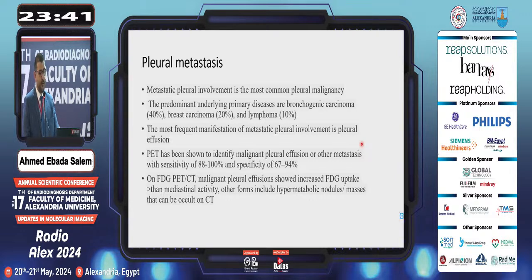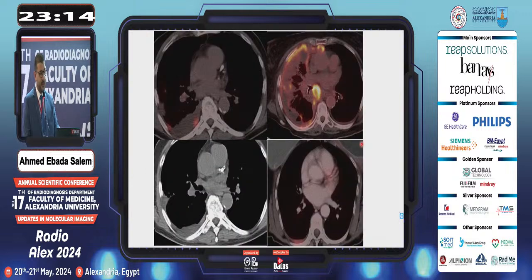The predominant underlying primary diseases are bronchogenic carcinomas, breast carcinomas, and lymphoma. The most frequent manifestation of metastatic pleural involvement is pleural effusion. PET-CT has been shown to identify malignant pleural effusion in 88 to 100% of the patients. On PET-CT, malignant pleural effusions are often hypermetabolic. They can be associated with hypermetabolic pleural nodules or masses.